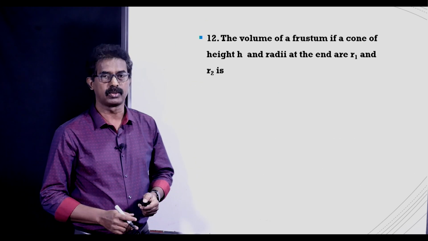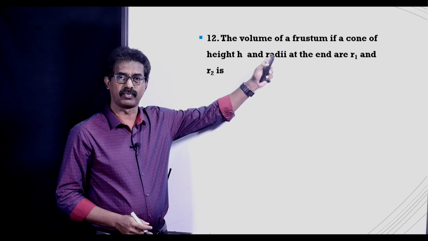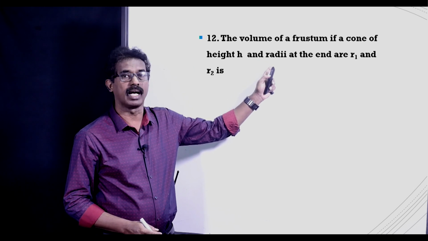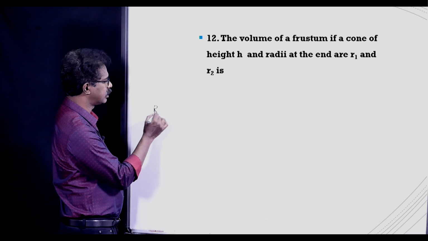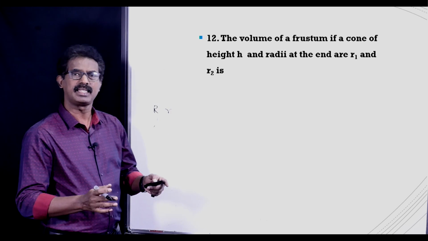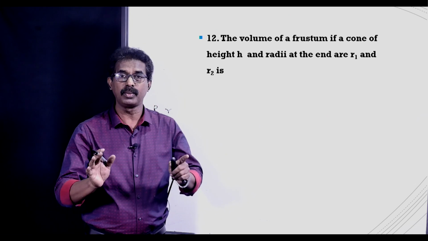Okay, now we go for the next question. Question number 12. The volume of a frustum of the cone of height h and the radii r1 and r2. In our book, you would have studied the radius capital R and small r, right? So these type of questions are direct formula. If you know the formula, you can write it. If you're thorough with that, no problem.